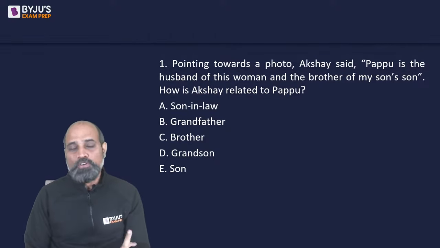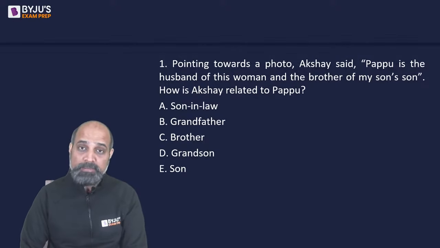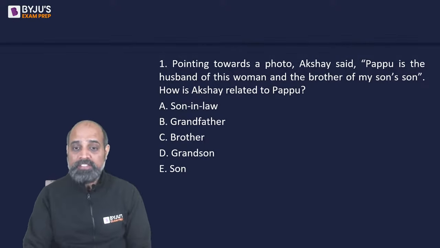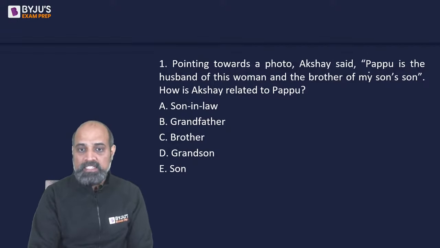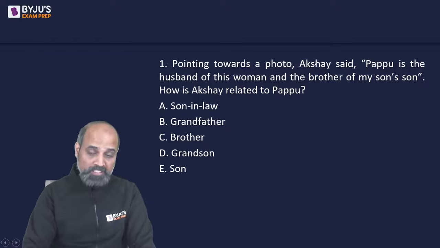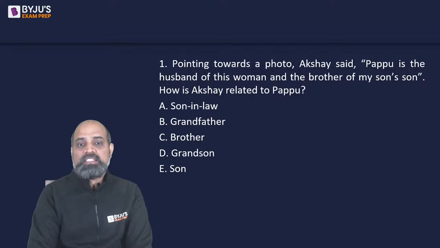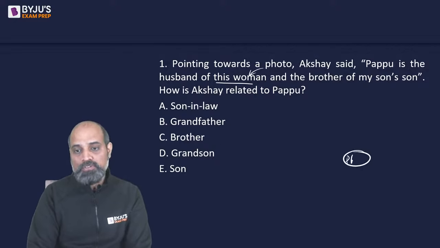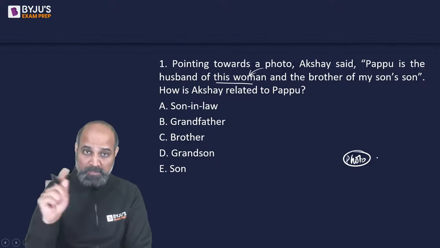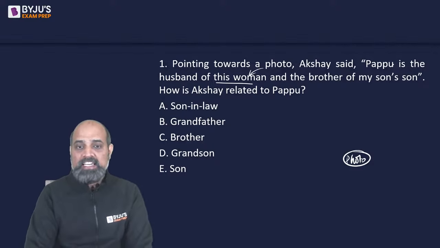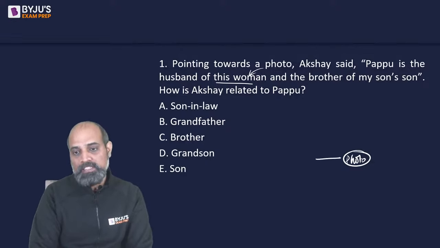Okay, so just 4 to 5 symbols I use, and that takes care of the gender as well as the relationship between people. So if I have to solve this, pointing towards a photo, we don't know who that person is right now. Akshay, we don't know the gender of Akshay, right? Pappu is the husband of this woman, right? This woman means this photo is that of a woman. So this is the photo that we are talking about, and since it's female, I've taken an ellipse for her. And it says Pappu is the husband of this woman, so that means this is who Pappu is, right?